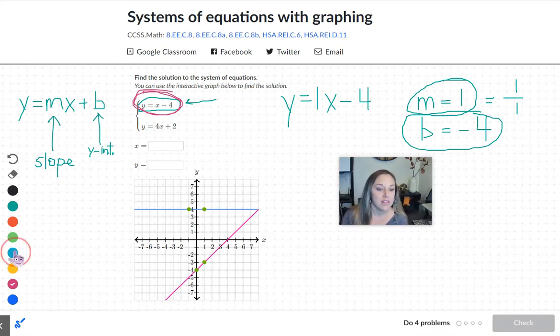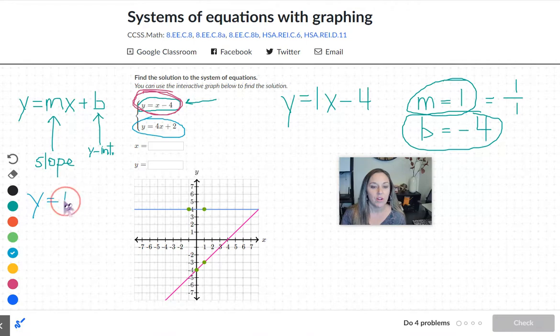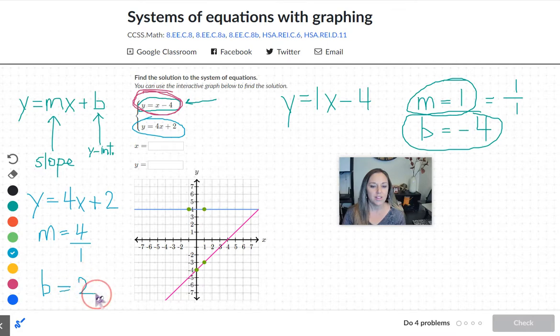Now I'm going to graph this second equation, y equals 4x plus 2. And before I graph it, I want to identify the slope and the y-intercept. So what is the slope? And what is the y-intercept? Okay, the slope is a positive 4, and for graphing purposes, let's put a 1 underneath that. That'll help us out. And the y-intercept is 2.